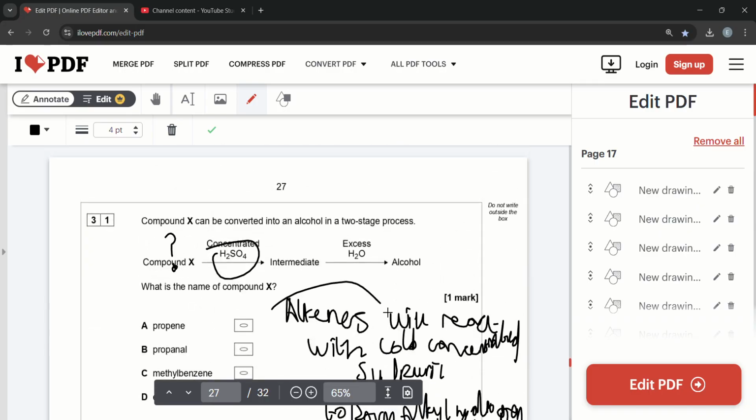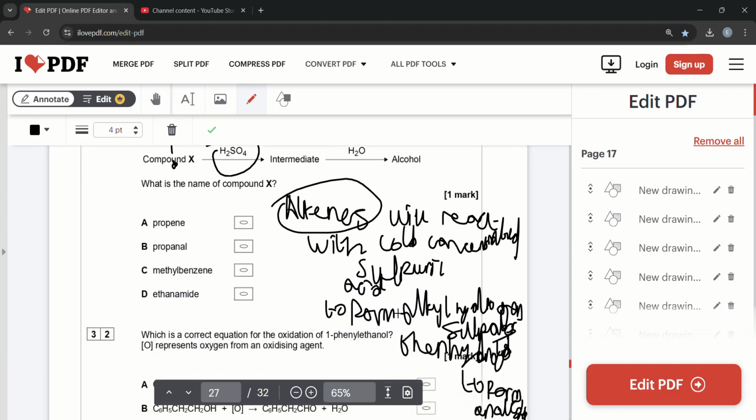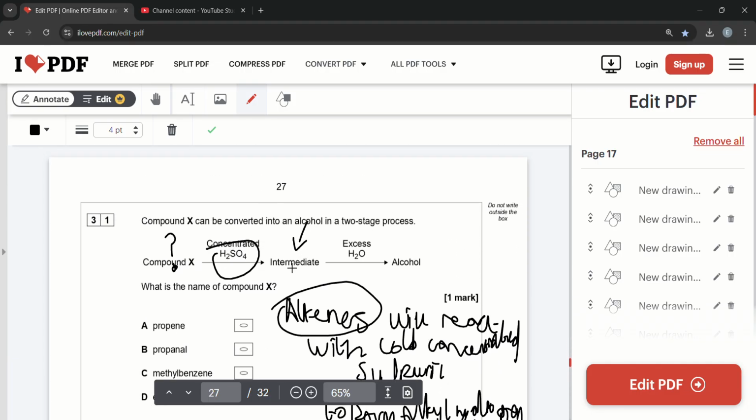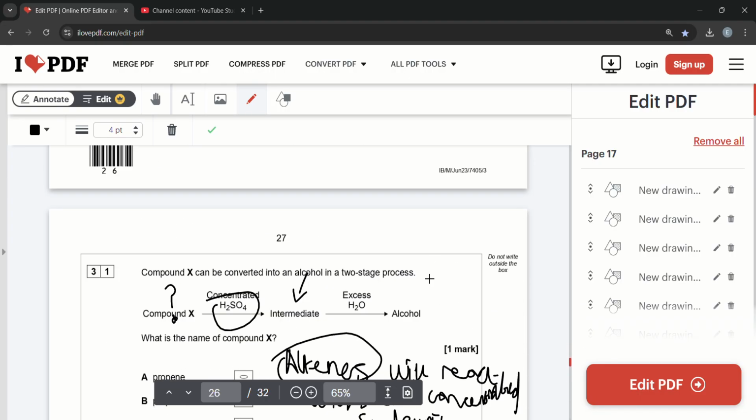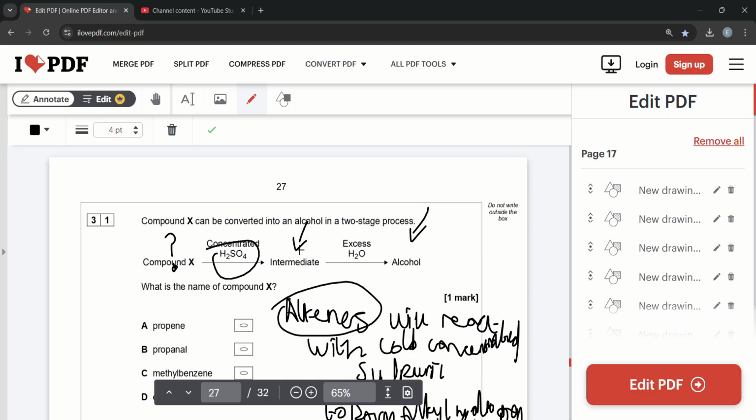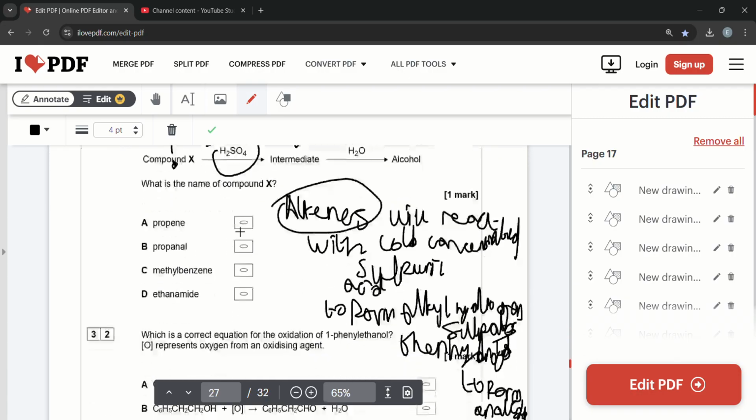So what is the starting product? It's an alkene. React with cold concentrated sulfuric acid to form an alkyl hydrogen sulfate, which is an intermediate, and then hydrolyzed to form an alcohol. Excess H2O to form an alcohol. So the name of compound, it must be an alkene. Therefore must be a propene. Aldehyde, no. Methyl benzene, well, definitely not ethanamide, but some students could see, I guess, methyl benzene. Remember, methyl benzene is not an alkene.